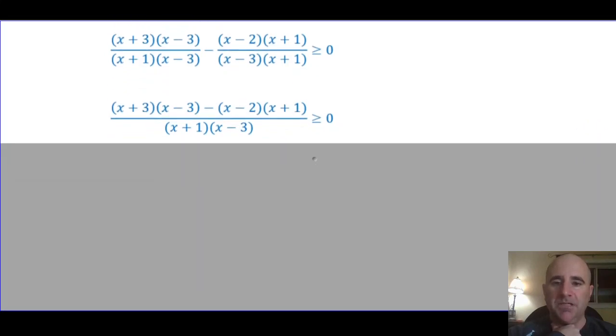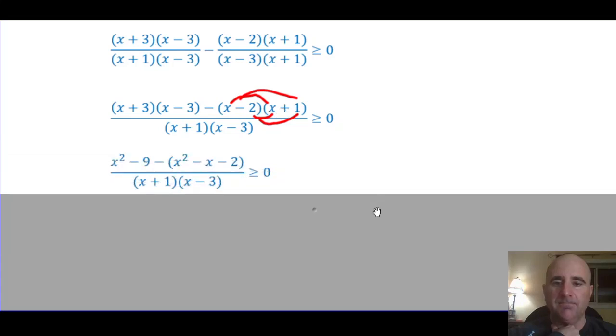Next step will be to expand. So I'm going to use FOIL and expand x plus 3 times x minus 3. I'm also going to expand over here using FOIL, okay? But be careful, because when you do that, you're subtracting that result. So you want to keep those brackets there when you do that. And that's what you get.